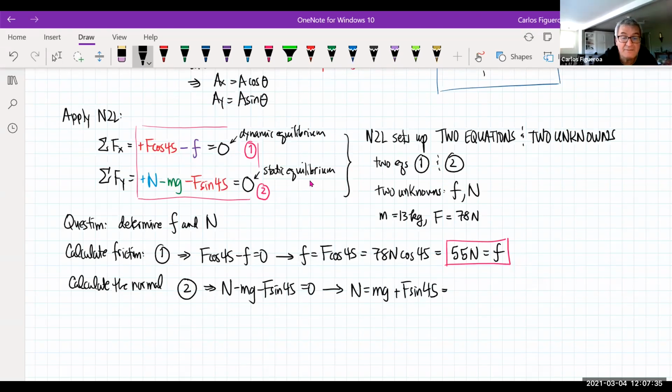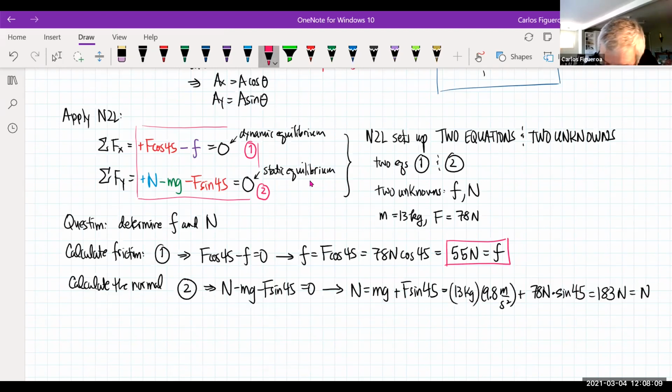Then I'm going to start plugging in my numbers. It's going to be 13 kilograms times 9.8 meters per second squared, plus the force, which is 78 newtons, times the sine of 45. If I compute that, I get 183 newtons for the normal. So I now know what the normal is, and I now know what the frictional force is.